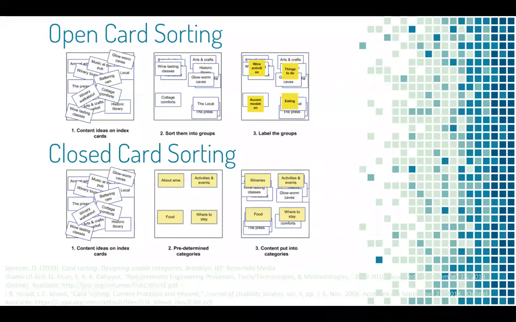There are three types: open card sorting, closed card sorting, and hybrid card sorting. When performing open card sorting, the participant is simply instructed to categorize the cards in a way that makes sense to them, and then describe the categories they created.